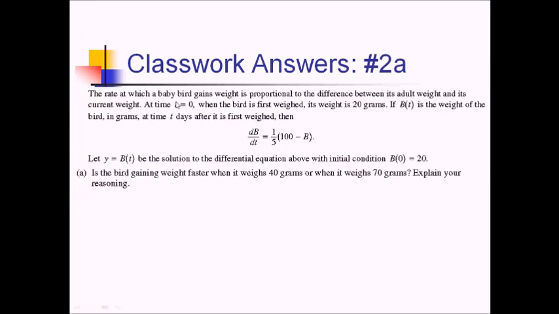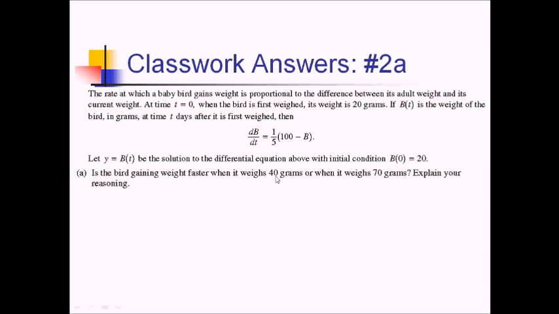On this problem, the rate at which a baby bird gains weight is proportional to the difference between its adult weight and its current weight. So when it's first weighed, this bird weighs 20 grams, and we're calling b of t the weight of the bird at time t, days after it was first weighed. So we're given this differential equation, which basically tells us the rate at which the bird's weight is changing. But notice that the input here is the weight itself, the b value itself. So with that in mind, and given this y equals b of t is our initial condition to this differential equation, is the bird gaining weight faster when it weighs 40 grams or 70 grams?